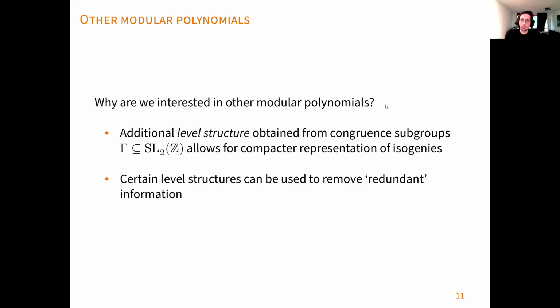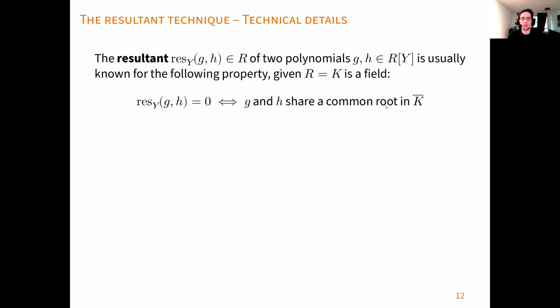So I hope this motivates us enough to look at other modular polynomials, but to do that, I want to introduce the technique I mentioned earlier, the so-called resultant technique, to make our lives a bit easier, as we will see in a bit. So to recall the resultant quickly, for two polynomials over some coefficient ring R, the resultant is an element of this coefficient ring. And at least if we're working over a field as a coefficient ring, then usually it's known by the property that this resultant is zero exactly when the two polynomials share a root once we go to the algebraic closure. Otherwise, you could say that the GCD of these two polynomials is of positive degree.